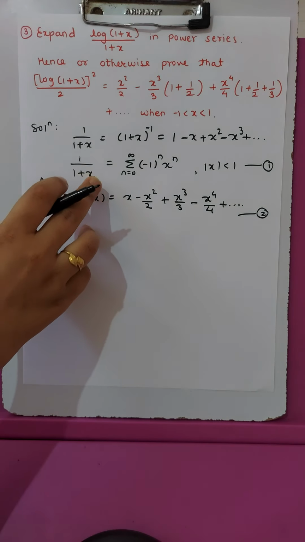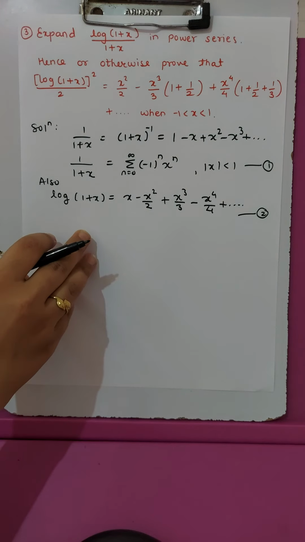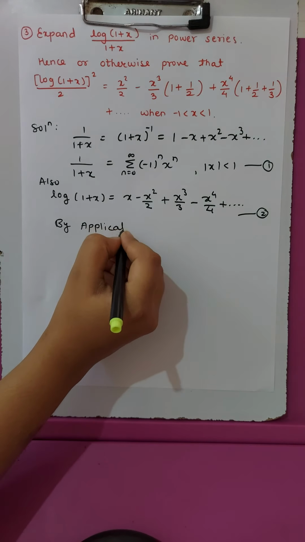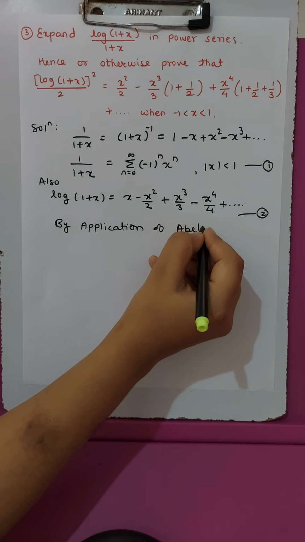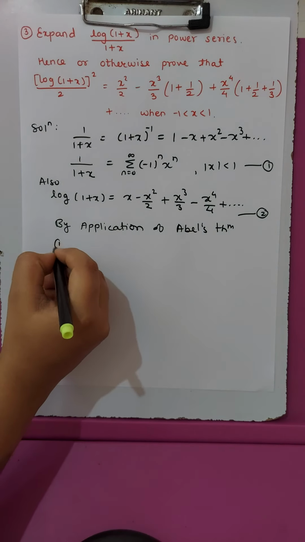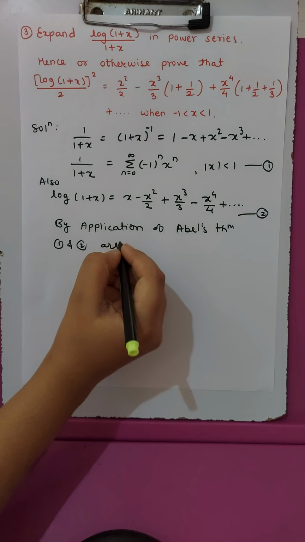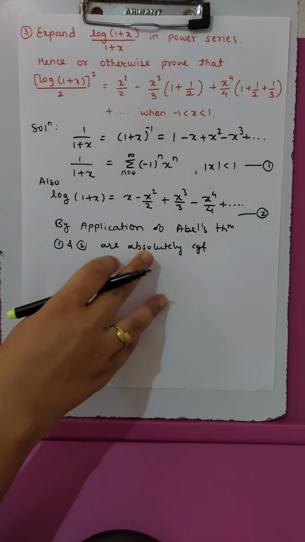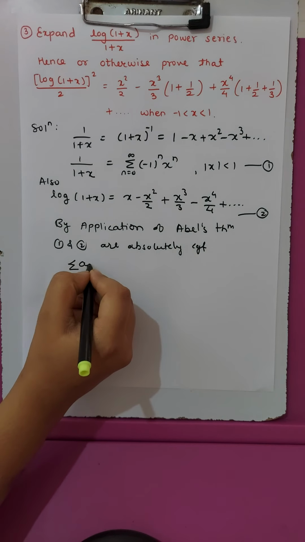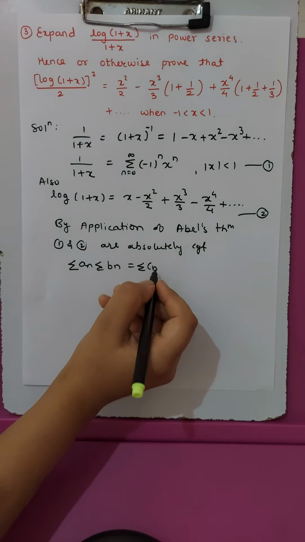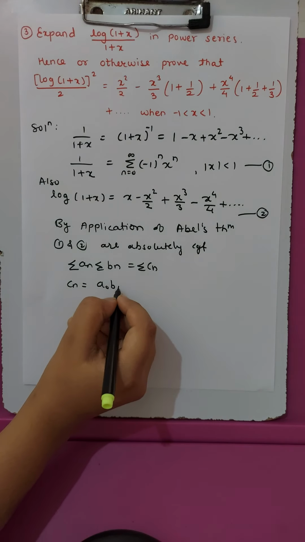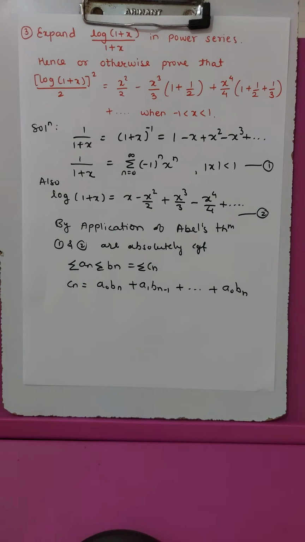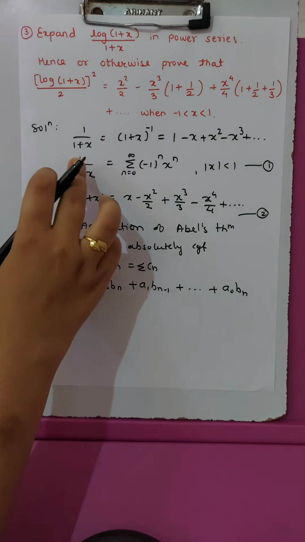Now since these series 1 and 2 both are absolutely convergent series, by application of Abel's theorem we can state that summation an times summation bn is equal to summation cn, where cn can be written as a0 bn plus a1 bn minus 1 up to so on, plus an b0. So we will take the multiplication of these two terms.